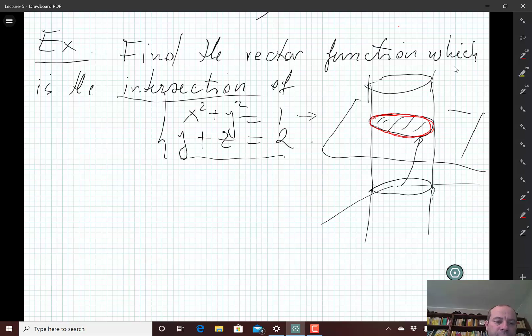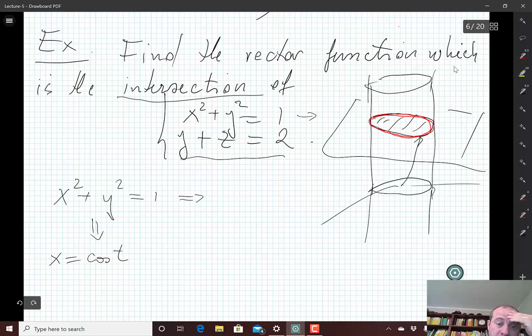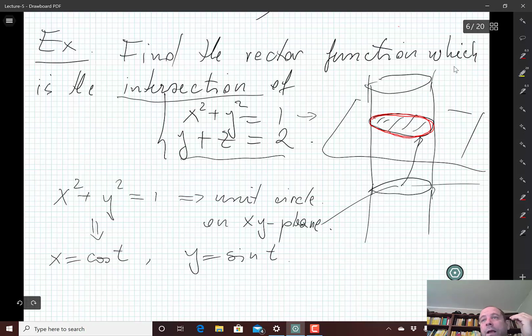Well, first the equation of the cylinder is x squared plus y squared is equal to 1. We could write it this way, right? We can say that x is equal to cosine t, because this is the unit circle on the xy plane. So we can write x equal to cosine t, y is equal to sine of t. Yes? And here t goes from 0 to 2 pi.